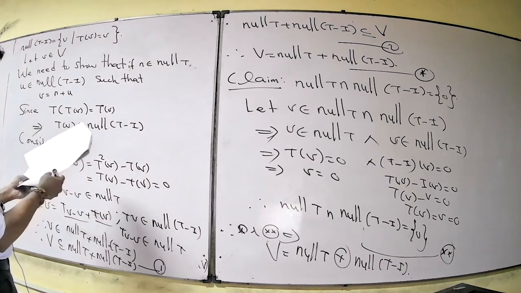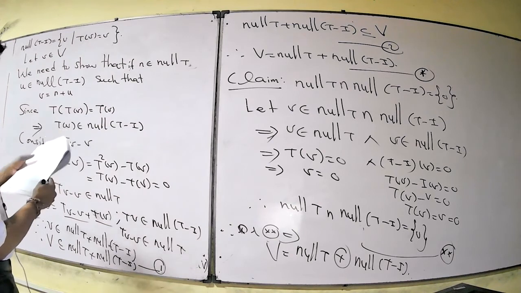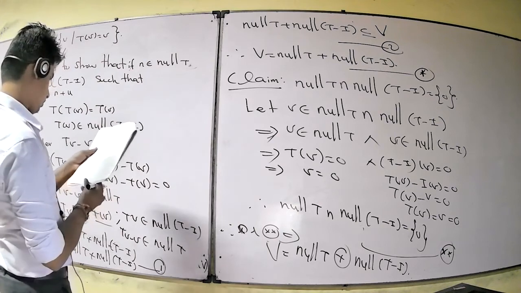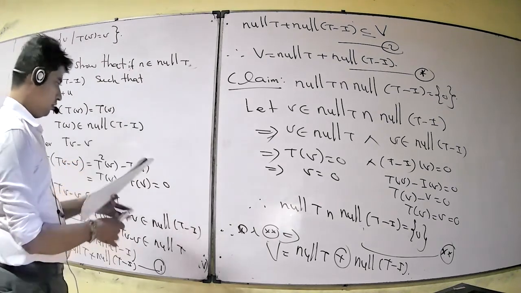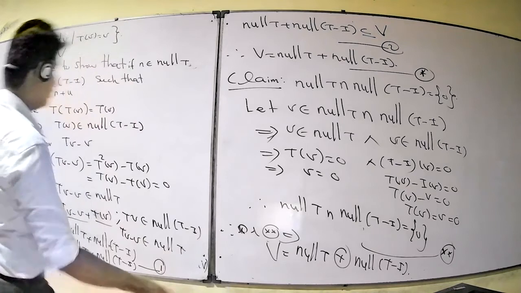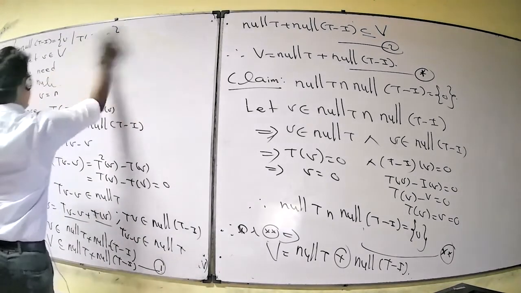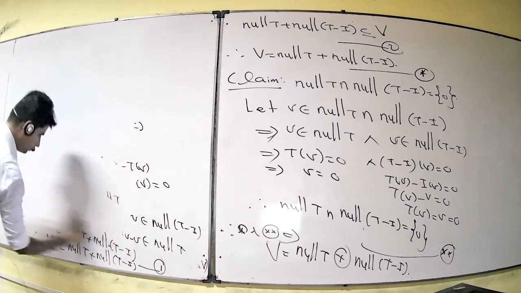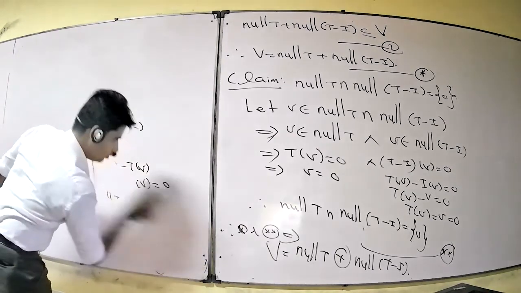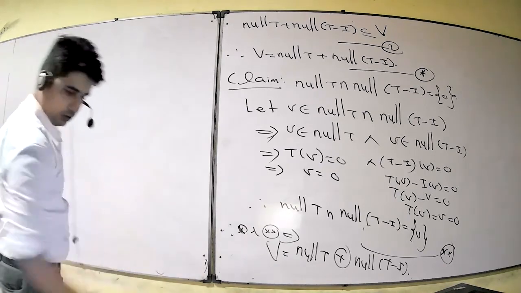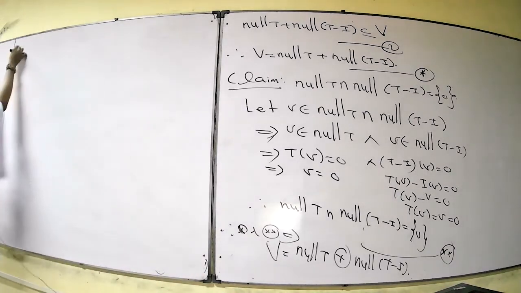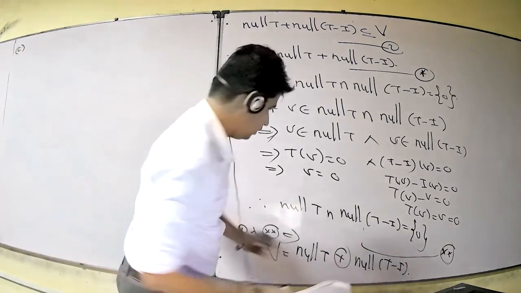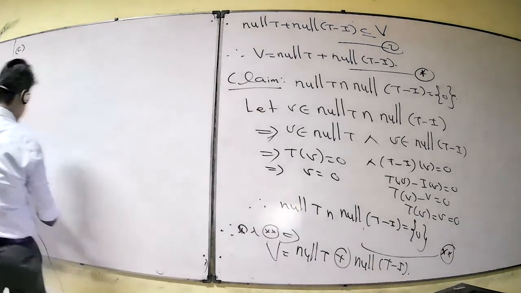Now, the reverse part. Suppose this condition is satisfied, you want to show that T squared equals T. Now we will try this part. This is your C part. For the C part, you want to show that T squared equals T, but this condition is satisfied now: B equals null T plus null of T minus I.